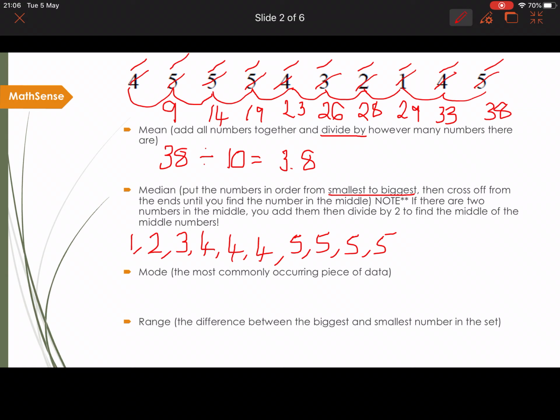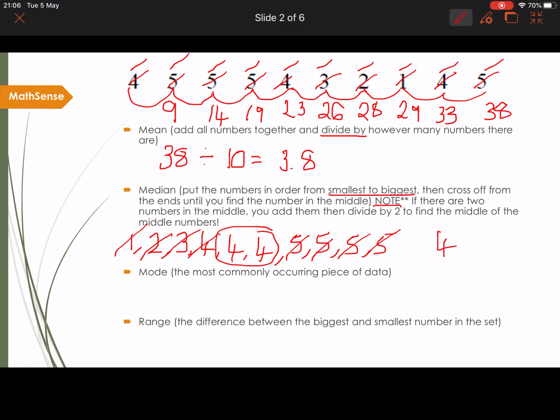Now I have to cross off from the ends until I find the one in the middle. So I take from there and I take from there. And I do that until I find the number in the middle. Now it's important here to remember the note. If there are two numbers in the middle, you add them, then divide by 2 to find the middle of the middle. Now hopefully you know that halfway between 4 and 4 would just be 4.